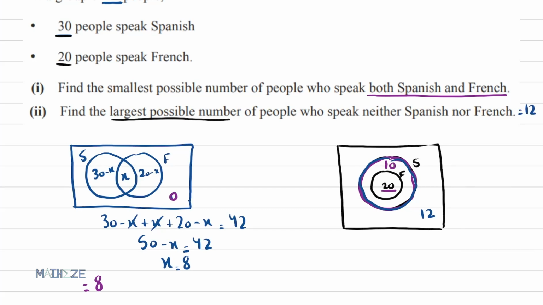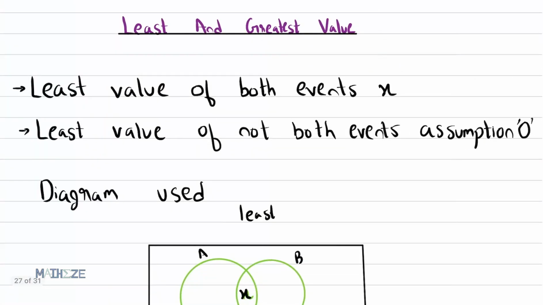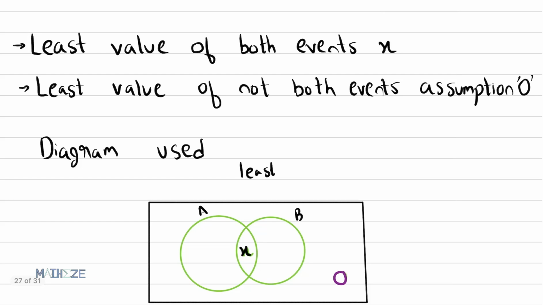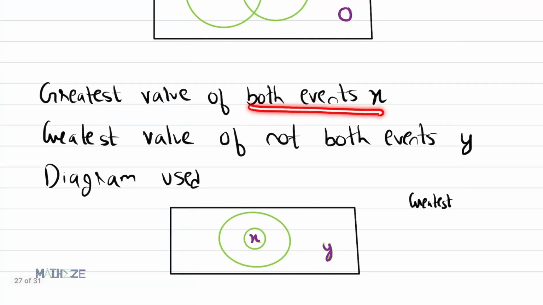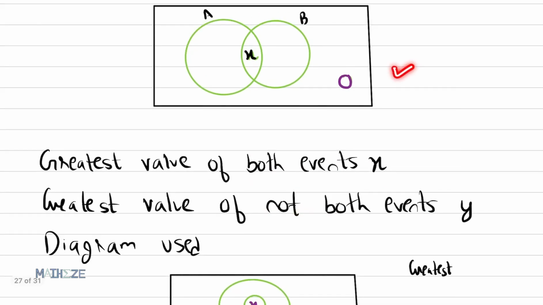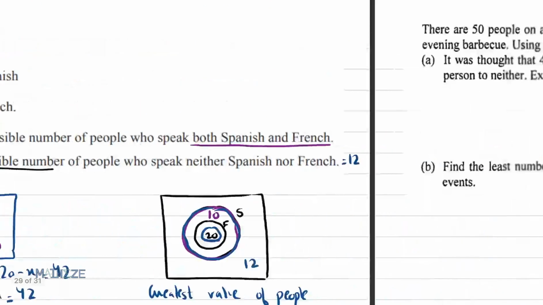But if the question asks you greatest value of people speaking both French and Spanish, my answer will be this value, 20. So whenever the question involves least value of both event, not both event, or greatest value of both event, not both event, it's just about these two diagrams. Do you get this? Let's do one more example.